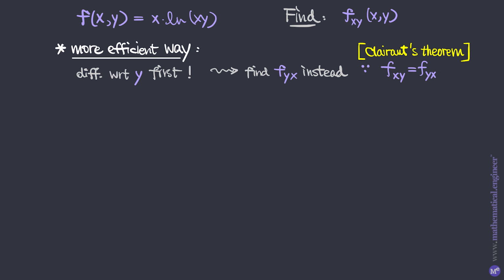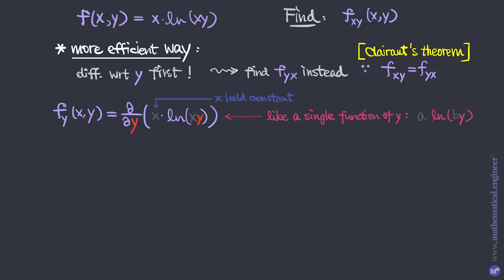The focus of this hands-on video is not those technical details. So let's get started and see how we can benefit from the change of differentiation order. Now, to differentiate f with respect to y, we treat x like a constant, and so we are actually differentiating something like a single function of y in the form of a times ln of by, where a and b are constants. This is going to be pretty straightforward.